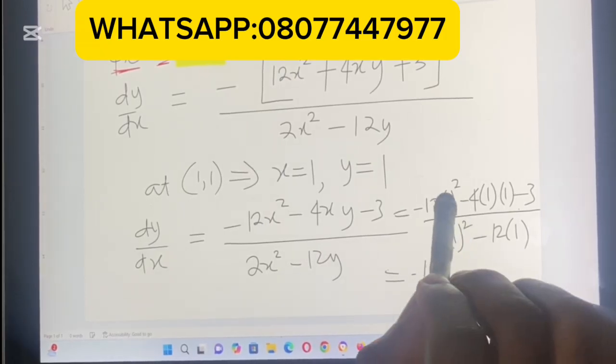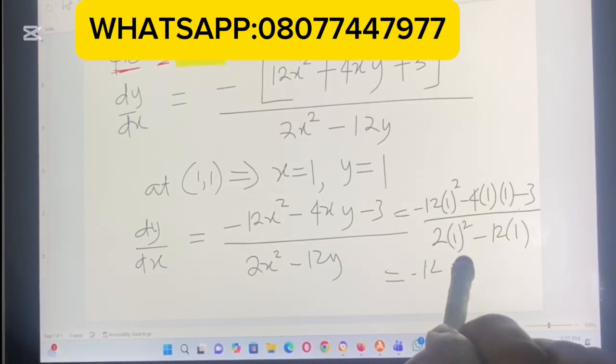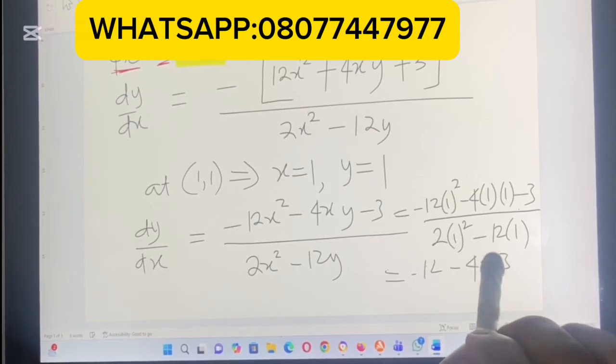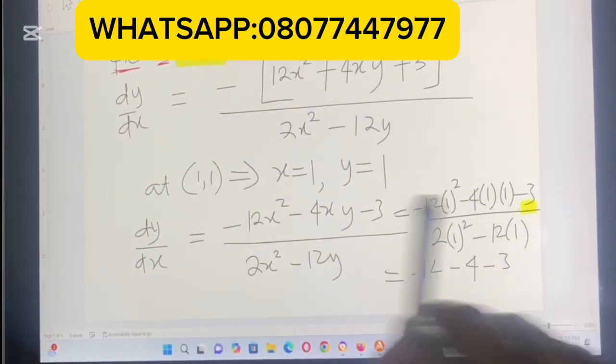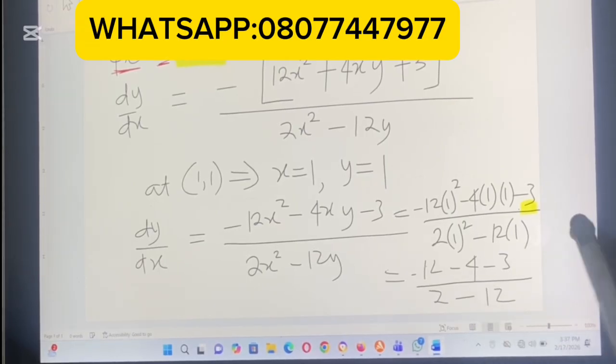minus 12, that is 1 all squared, will give us 1. 1 times minus 12 is minus 12, minus 4. 4 times 1 gives us 4, minus 3. That is this 3 here. Please take note of that. Over 2 minus 12. So now let's simplify everything here. That is minus 12 minus 4 minus 3 will give us minus 19, while at the denominator here, 2 minus 12 will give us minus 10.